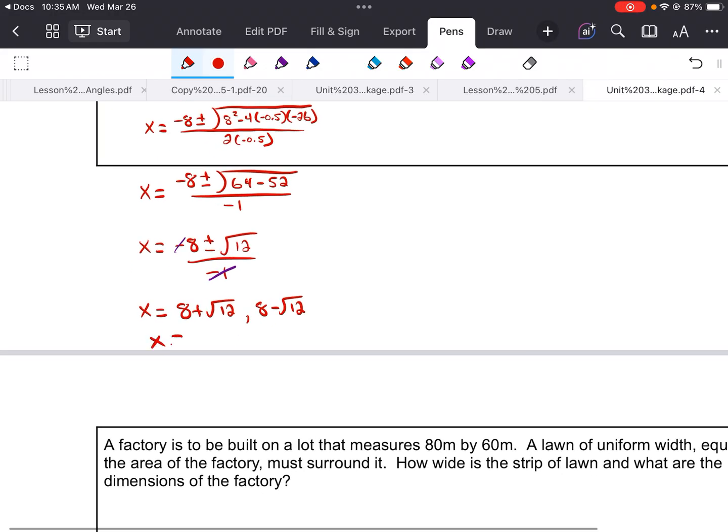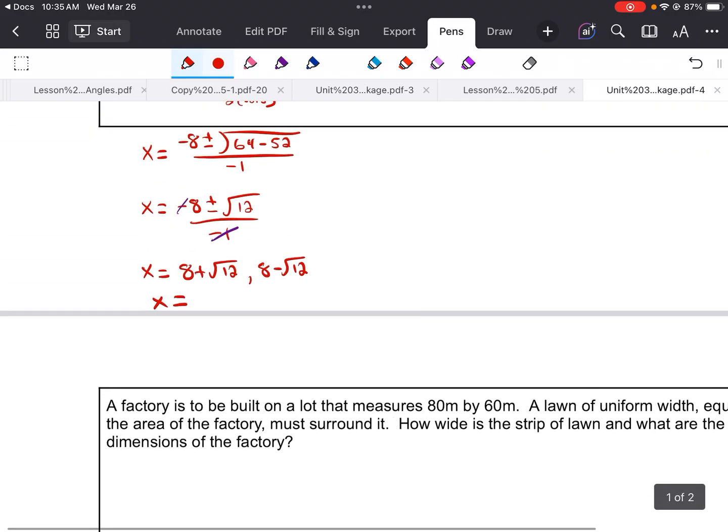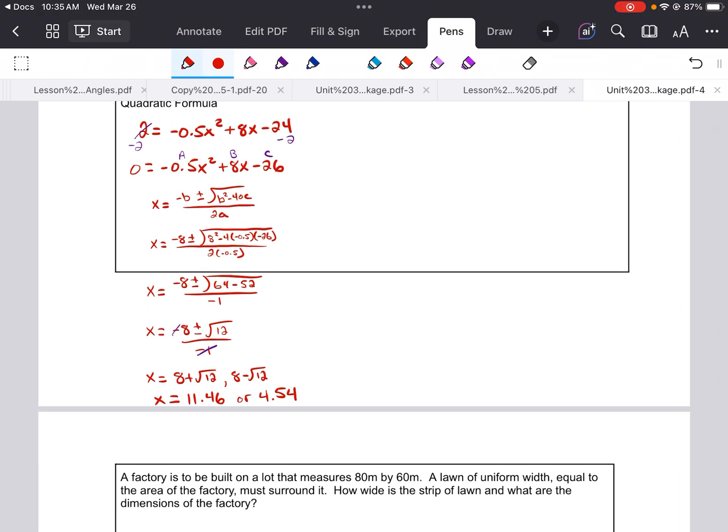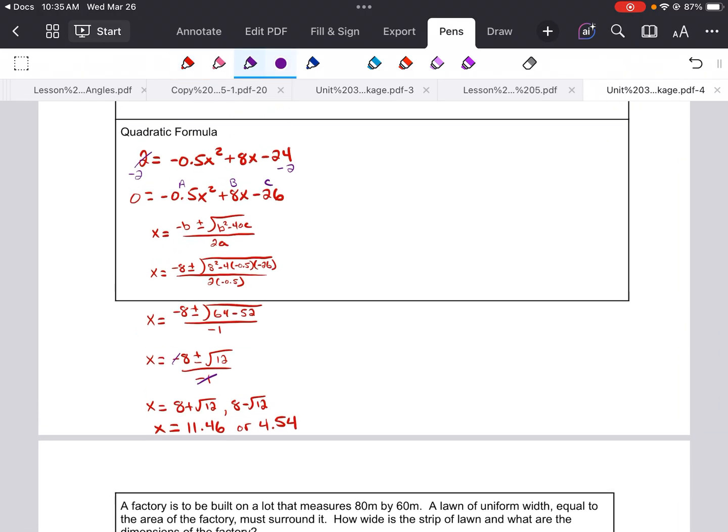which means that they will make 2,000 at either 11.46 thousand items or 4.54 thousand items. Okay, so 11,460 items or 4,540 items. I'm not going to worry about a therefore statement just because of time. But let's do the last one.